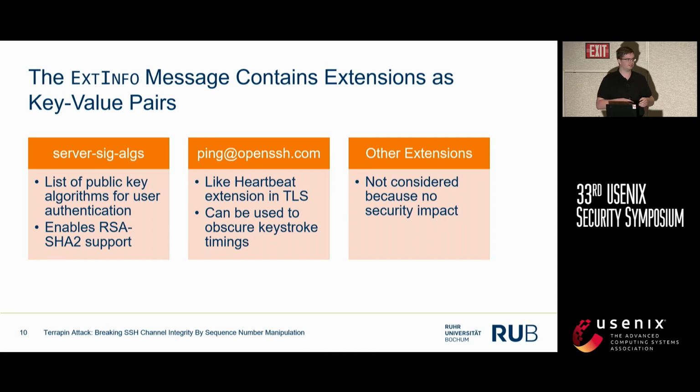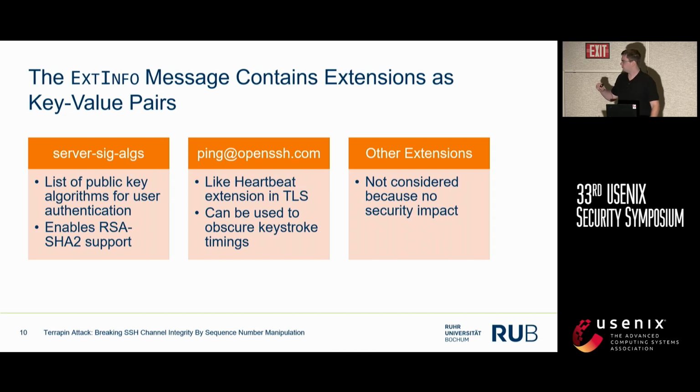So the server-sig-algs extension contains a list of public key algorithms that is used by the client for user authentication and is commonly used to enable RSA-SHA-2 support. Consequently, if we remove the extension info message in general, we can cause the client to fall back to RSA-SHA-1. Similar thing with the ping@openssh.com extension, which is used to obscure keystroke timings. As such, if we disable it, we can once again perform keystroke timing attacks on the connection.